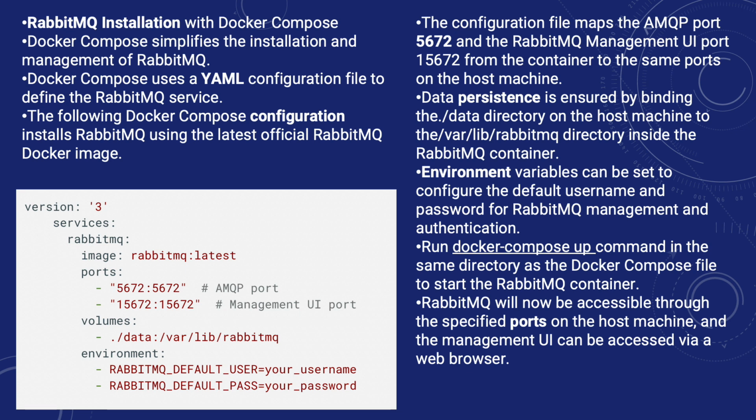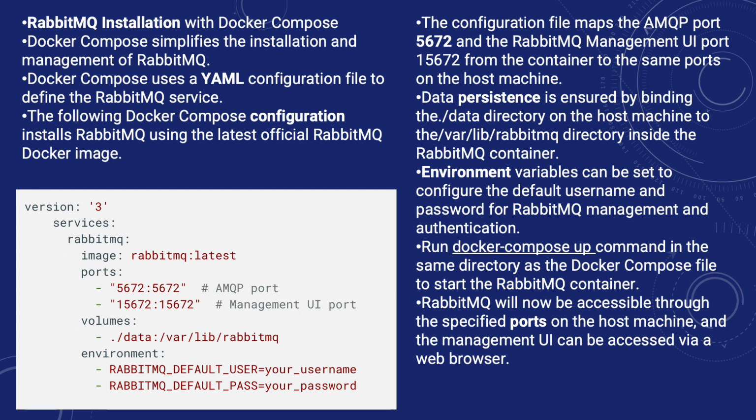Data persistence is ensured by binding a directory on the host machine to a directory inside the RabbitMQ container. This means that even if the container is stopped or removed, the data will persist. Environment variables can be set to configure the default username and password for RabbitMQ management and authentication. Make sure to replace your_username and your_password with your desired credentials.